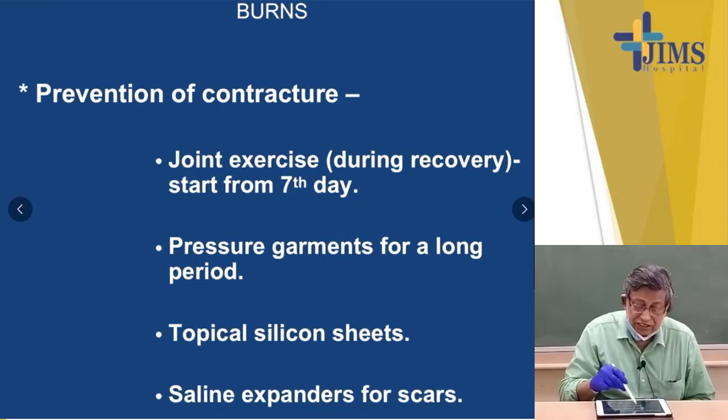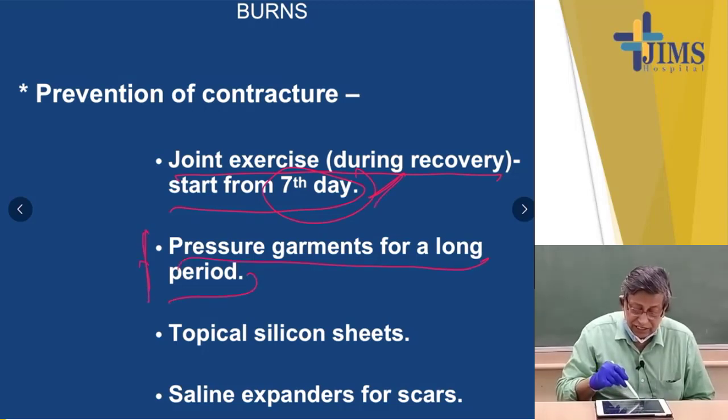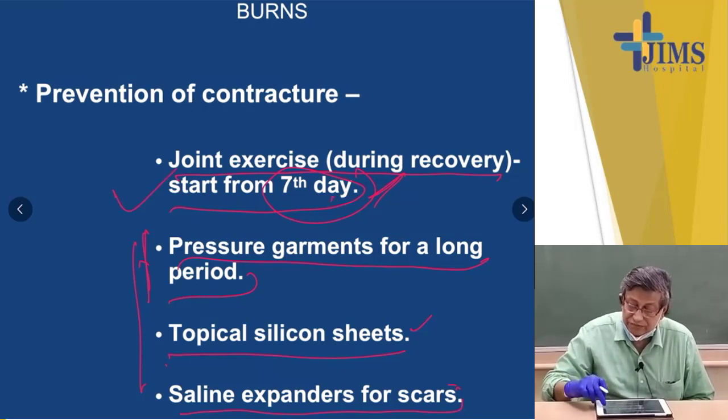Now, for contracture, the joint exercise during recovery starts from the 7th day again. Pressure elements for a long period, that is being used in America, and topical silicone sheets, and tissue expanders for scars are not available here, but you can start the joint exercise from the 7th day.